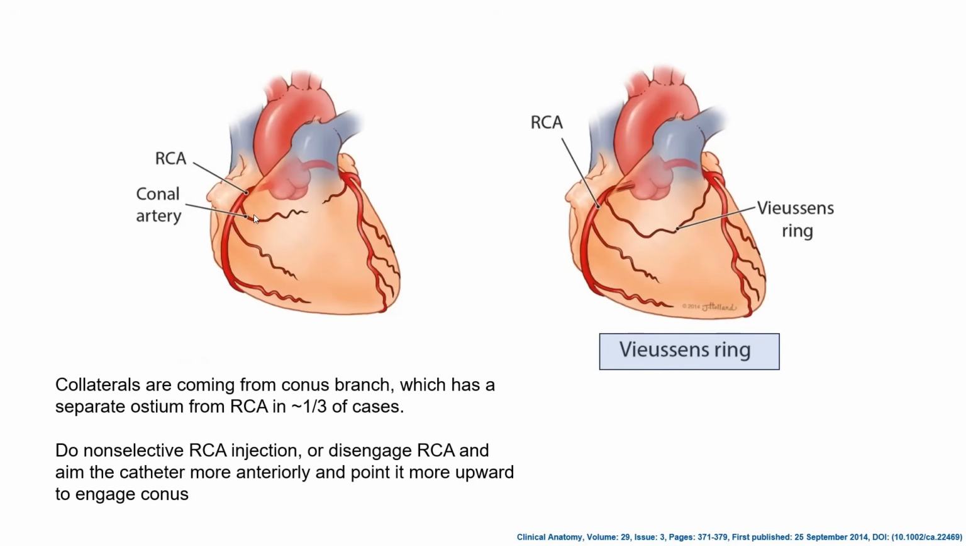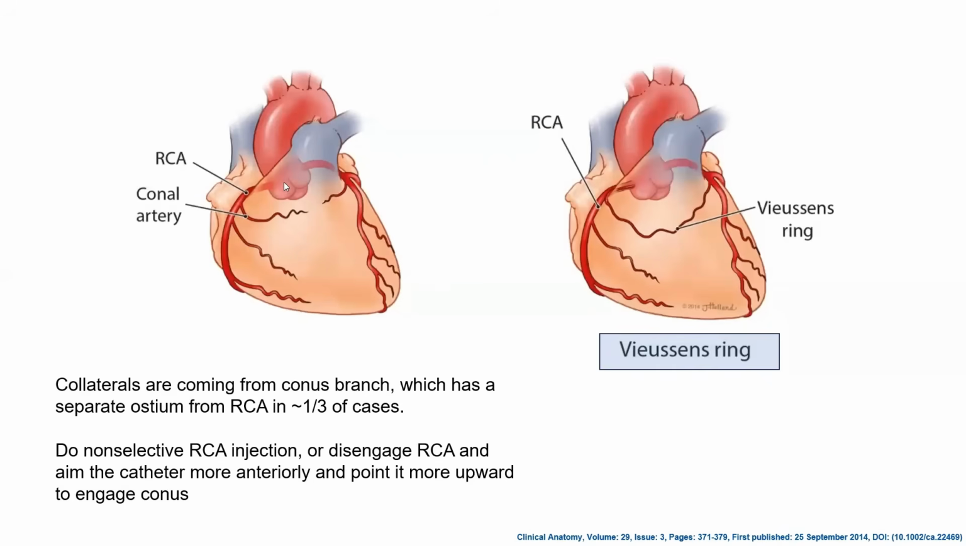Keep in mind, the conus feeds the RVOT, which is in the neighborhood of the LAD, and collaterals always form in proximity. So when the LAD is occluded, the conus can come to the rescue. So you'll have a collateral from the conus to the mid-LAD, and that's what we call the Vieussens ring. Now, the conus has a separate ostium in a third of the cases.